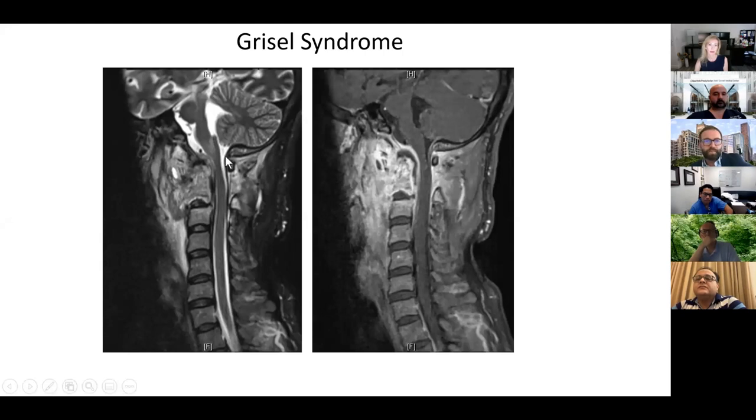You can see extensive destruction of the C1, C2, see that prevertebral phlegmon on here, and a significant compression at the upper cervical spine because of the subluxation. That's the anterior arch here. That's the posterior arch here. So a lot of subluxation.